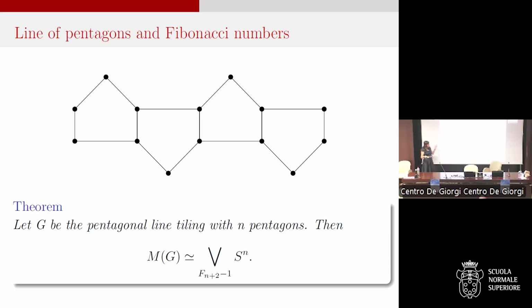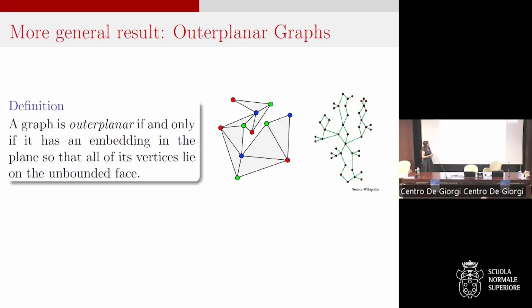This is a nice representation. When we have a line of pentagons, the homotopy type is directly connected to Fibonacci numbers. Just a cute result. And what is the next step? Can we make our set of nice matching complexes bigger? The next thing would be outerplanar graphs.